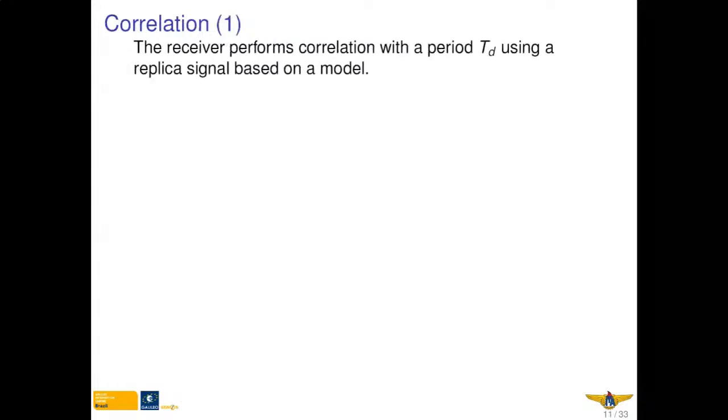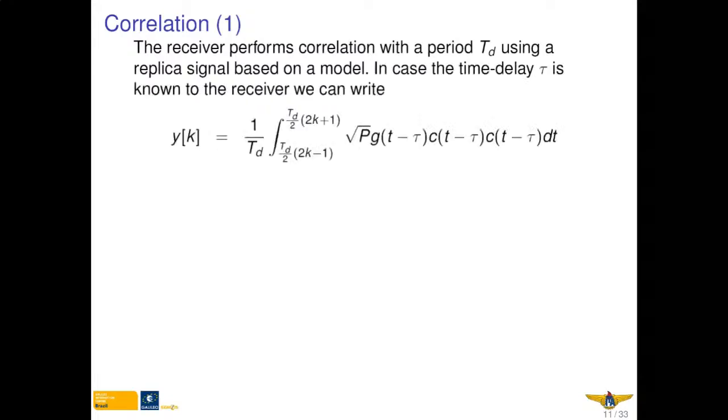The receiver performs correlation with a period of Td using a replica signal based on a model. Usually this model is based on the signal-in-space interface control document, which is available for all the systems. And with this, the receiver creates a replica signal in order to correlate the received signal with it. So in case the time delay tau is known to the receiver, we can now write the correlation.